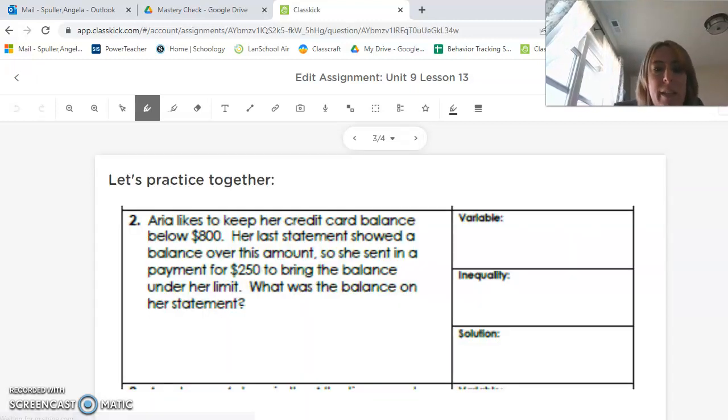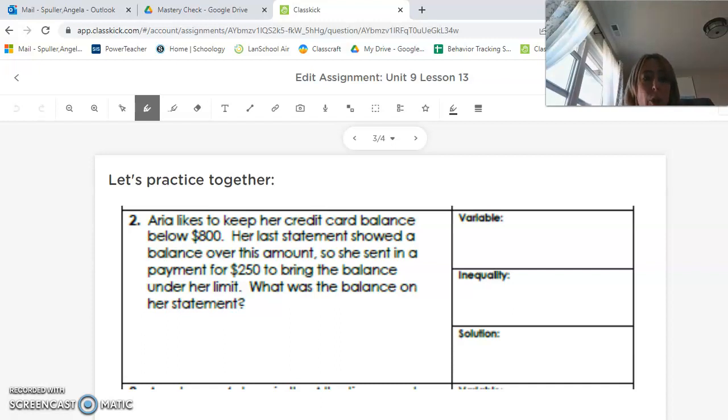All right, let's practice another one together. Ari likes to keep her credit card balance below 800. Her last statement showed a balance over this amount. So she sent in a payment for 250 to bring the balance under her limit. What was the balance on her statement?